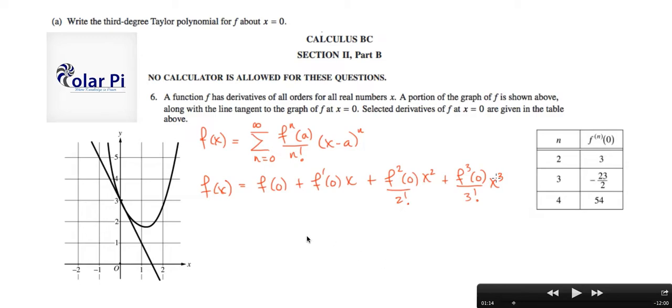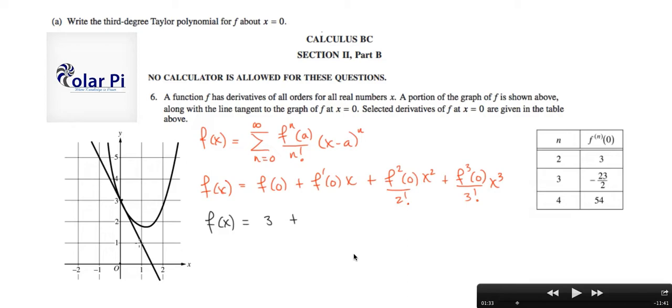Now, this graph here is only useful in two parts of this problem, and that's in finding out what f of 0 is and what f prime of 0 is. I think it's pretty clever to use the graph and the table. f of 0 is the value of this curve at x equals 0, and clearly that's 3. So f of 0 is 3. That's 3.